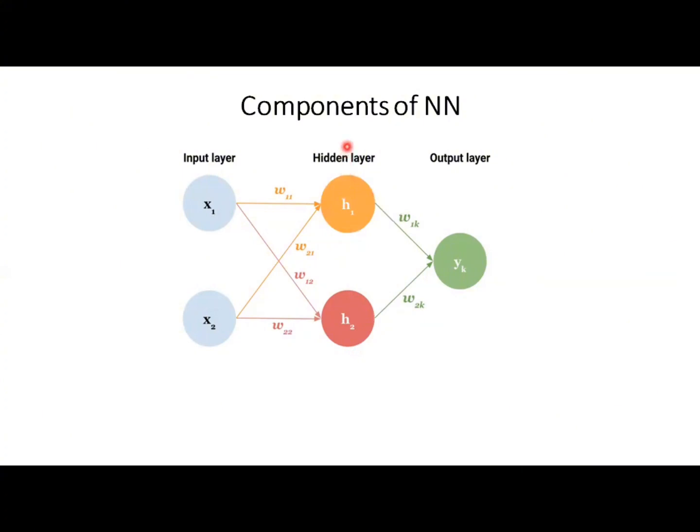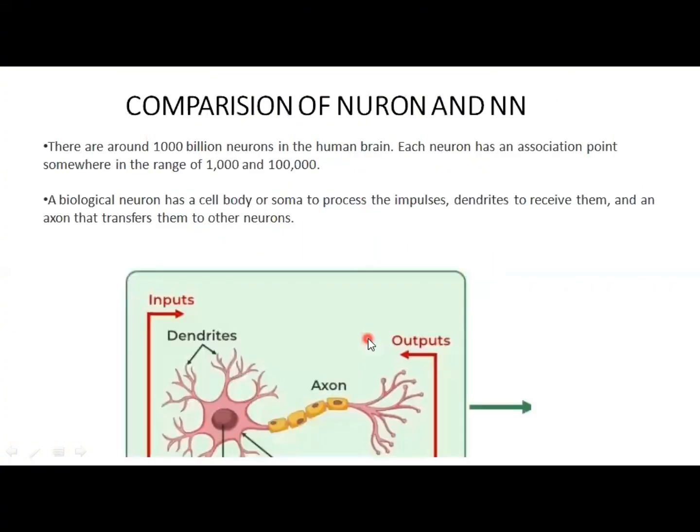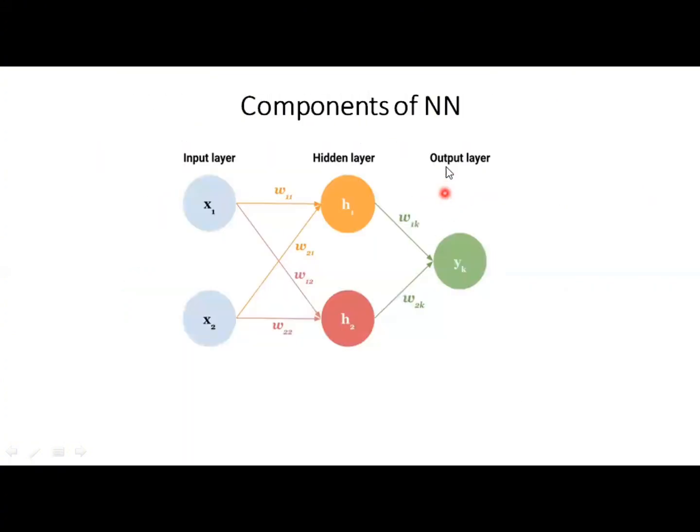In case you are mentioning this line, it is called a layer. I hope you can understand. This is called a node, this is called a node. But this is totally called a layer: input layer, hidden layer, and output layer. So totally three components are there.